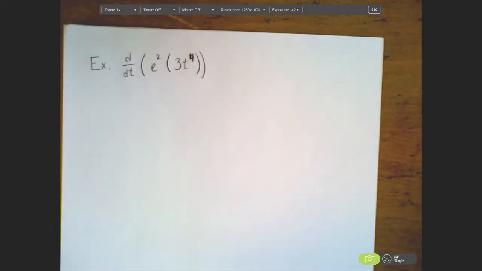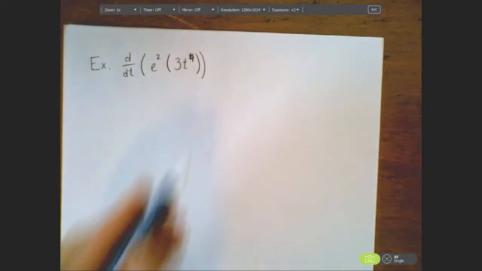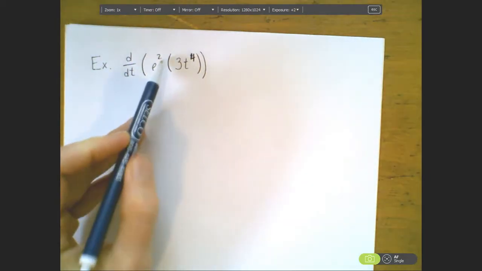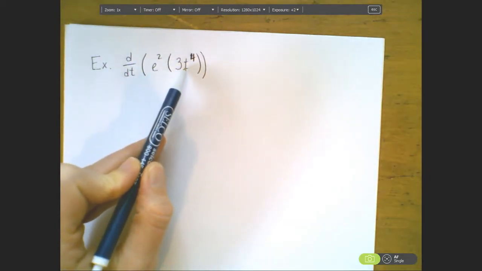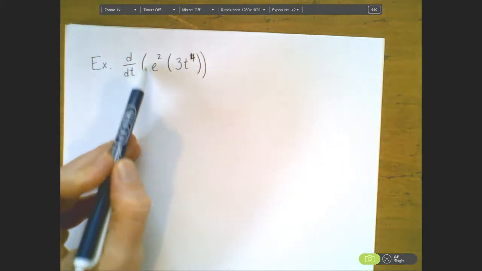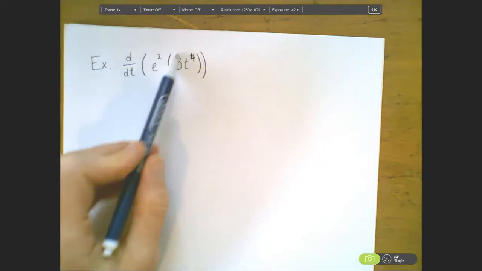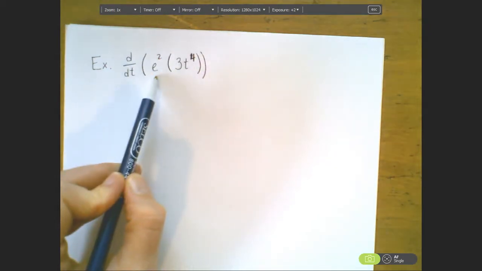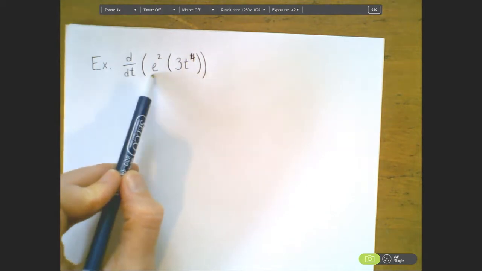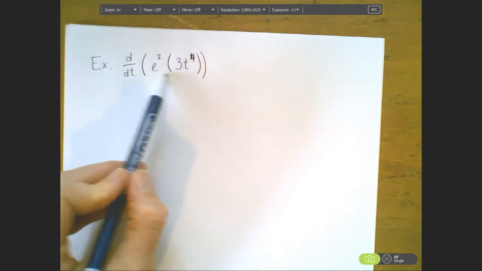Finally, we're going to look at one more problem. This is a little blurry, but this is the derivative of e squared times 3t to the fourth. And this looks like a product rule because I have the e squared here and then I have this term here. But notice, this isn't actually the product of two functions of t. This is actually just a constant.